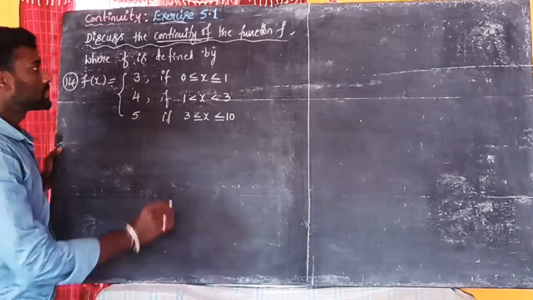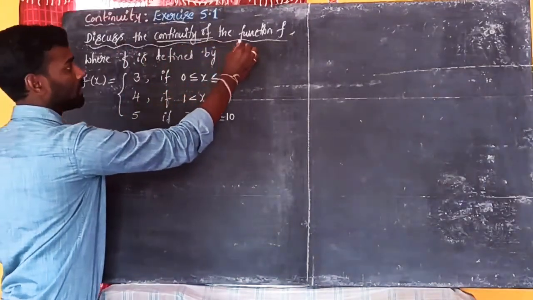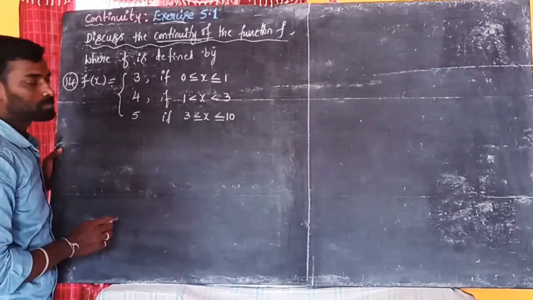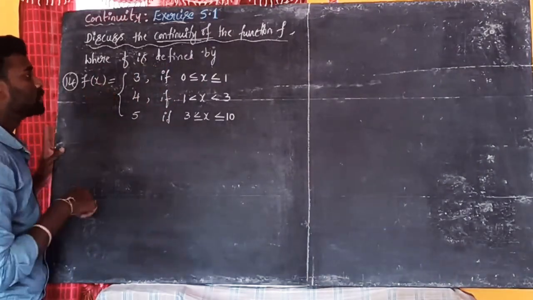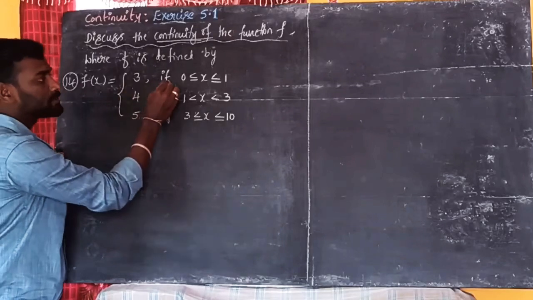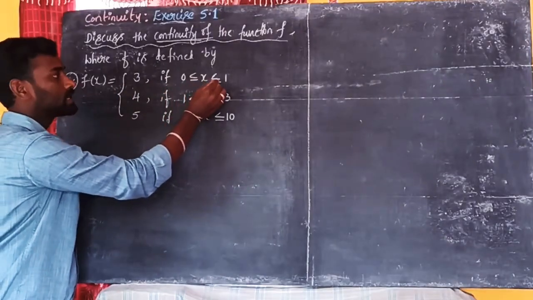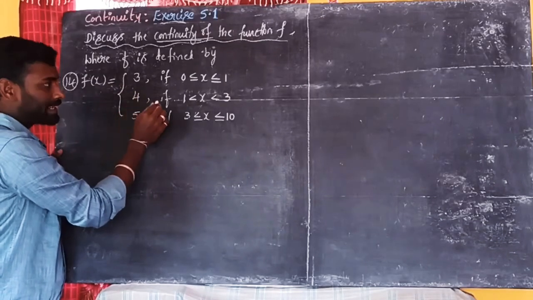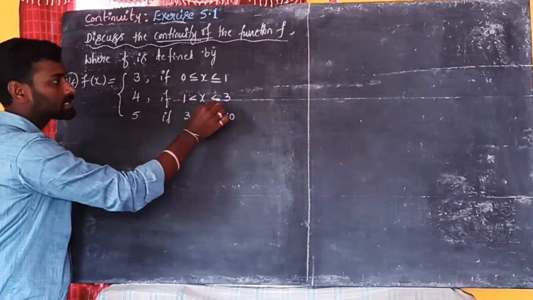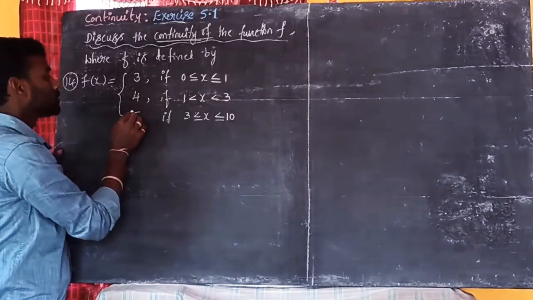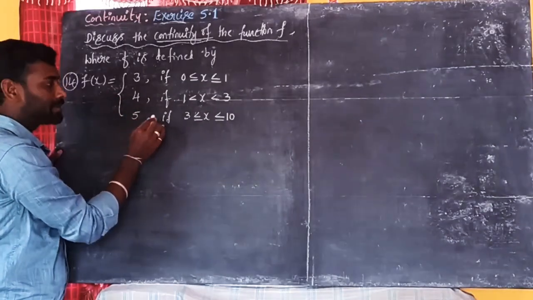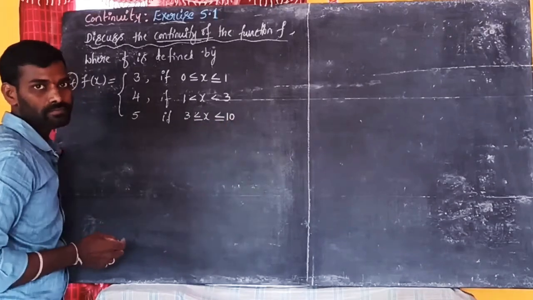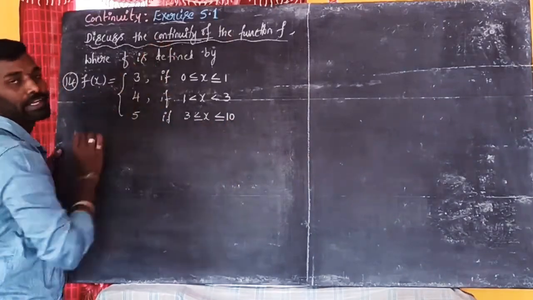Yes, next question, guys. Discuss the continuity of function f where f is defined by f of x is equal to 3, if 0 is less than or equal to x less than or equal to 1. Next, f of x is equal to 4, if 1 is less than x less than 3. Next, f of x is equal to 5, if 3 is less than or equal to x less than or equal to 10. Okay, guys, we have to check the continuity, guys.